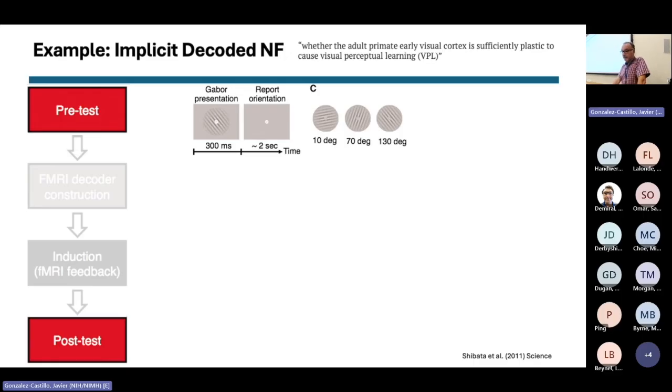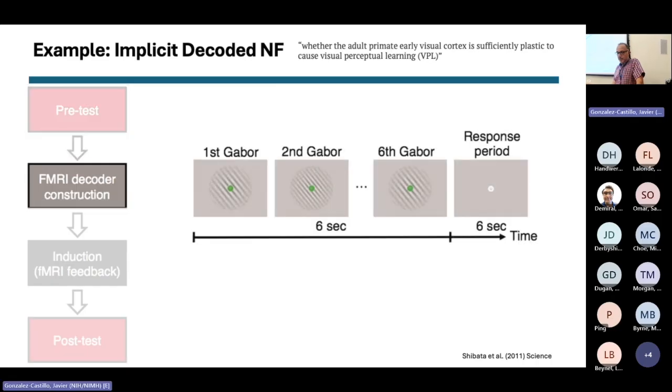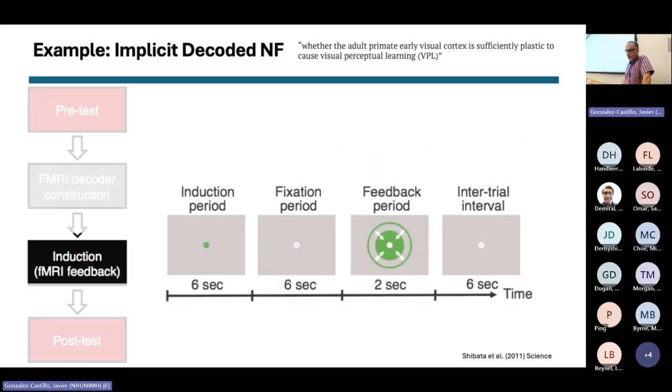Then they did the same at the end. So they do this pre-intervention, they have the intervention, and then they measure the same way again. During the decoder construction, they put people in the scanner and they just recorded their brain activity as they were being presented with different Gabor patches, with the different orientations and the different levels of noise. So for each of those, they have the recorded brain activity. Again, no neurofeedback.